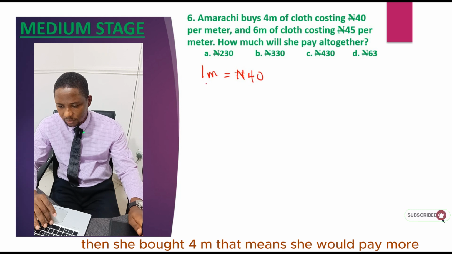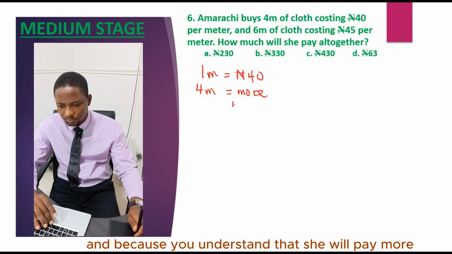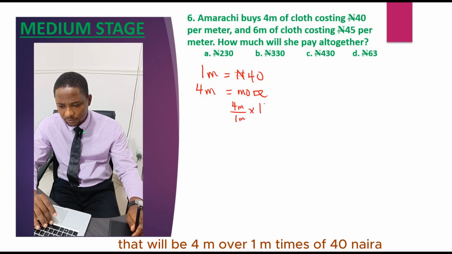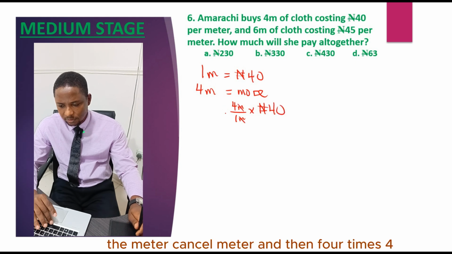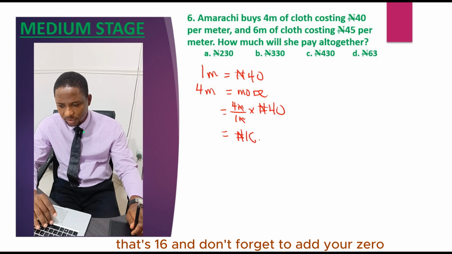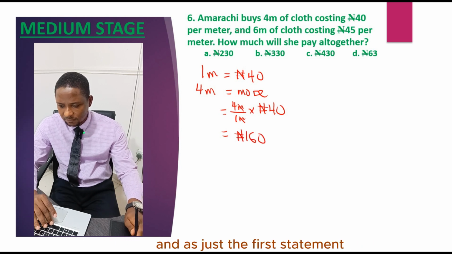Then she bought 4 meters. That means she would pay more. And because you understand that she will pay more, that will be 4 meters over 1 meter times the 40 naira. The meter cancels meter, and then 4 times 4, that's 16. And don't forget to add your 0. And that's just the first statement.